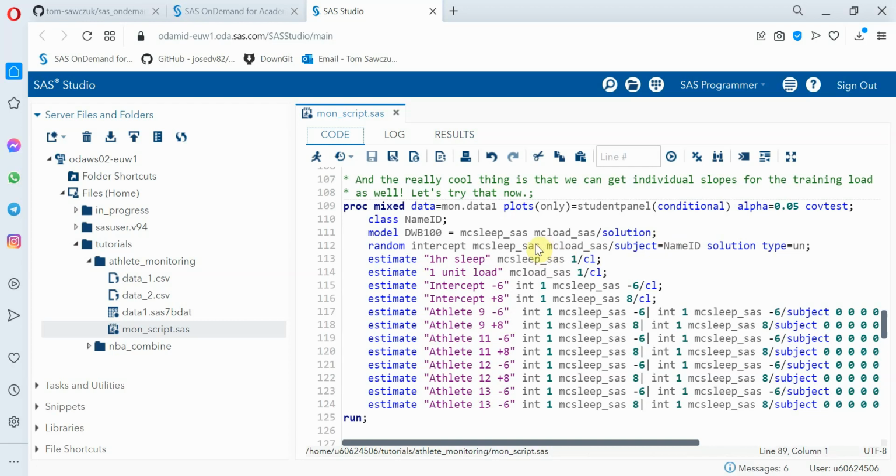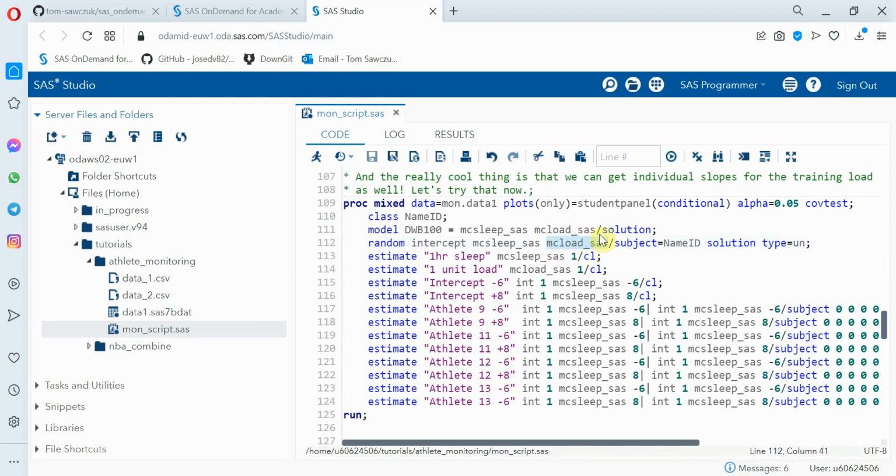To do that, again, all you do is add mcload underscore SAS, which is our variable name for the mean-centered training load, to the random statement with the intercept. Because we have type equals on, the model is going to calculate the covariance between all three of these variables: intercept with sleep, intercept with load, sleep with load, as well as the variance parameters that we're interested in. So let's run that model.